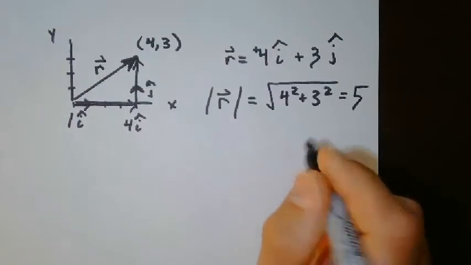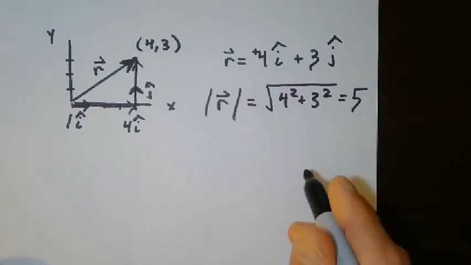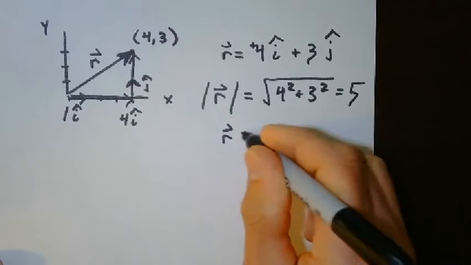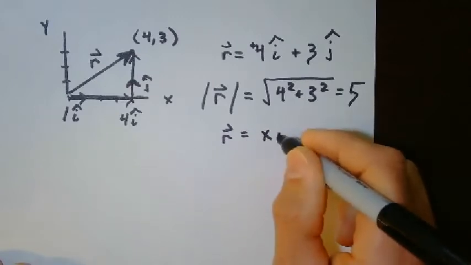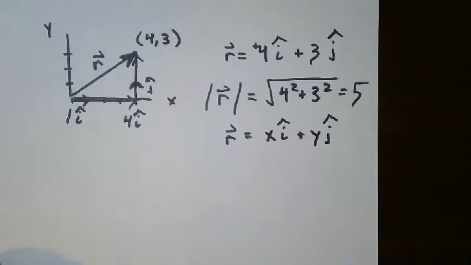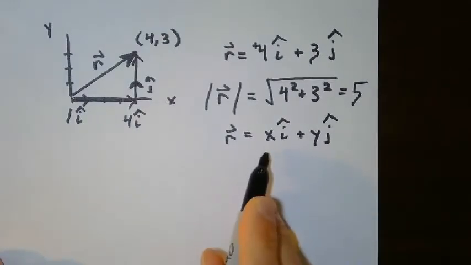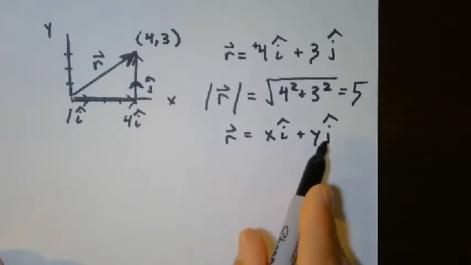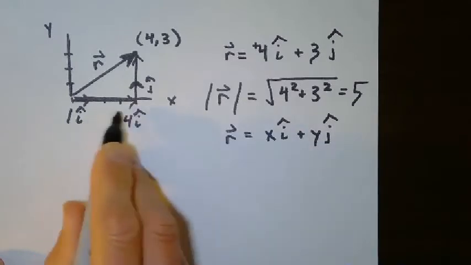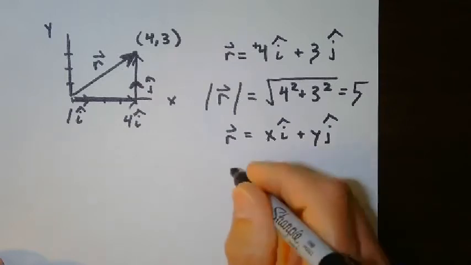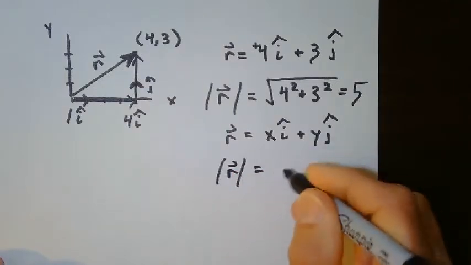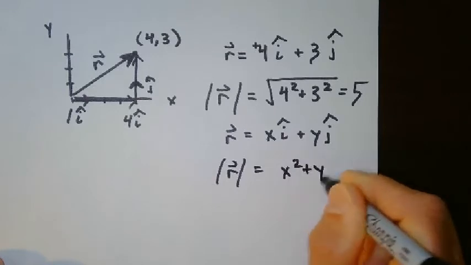So that's pretty, I mean, all we've introduced here is slightly new notation. In general, in 2 dimensions, you can talk about expressing a vector as x times i hat plus y times j hat. And x and y are just numbers. Those correspond to the distances along the axis. Okay? And of course, your magnitude is going to be the square root of x squared plus y squared.